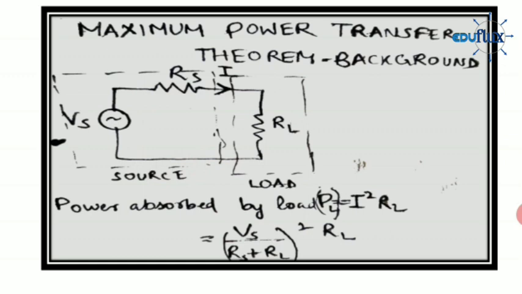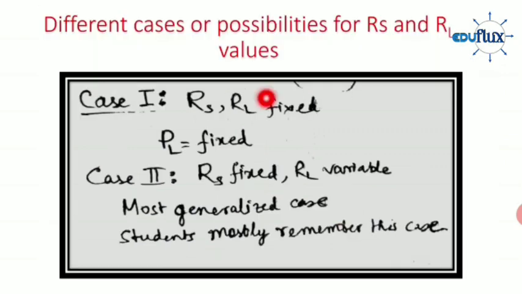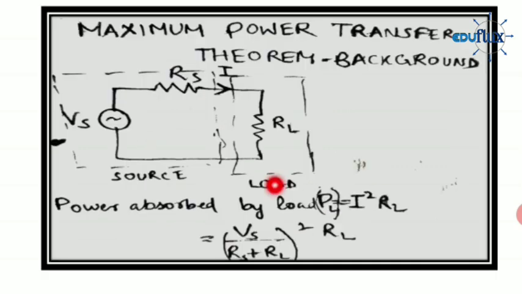Now the power absorbed by the load is given by PL equal to I squared times RL. For the series circuit, the expression for I is Vs by Rs plus RL. Substituting, the power delivered to the load is (Vs by Rs plus RL) squared times RL. Now there are different cases in which Rs is fixed, RL is fixed, or one of them is variable, or both are variable. So let's have a look at those cases. In case 1, it is considered that Rs and RL both are fixed. So obviously, from this expression, as Vs is already assumed to be a fixed or constant quantity, PL is fixed if Rs and RL are fixed.